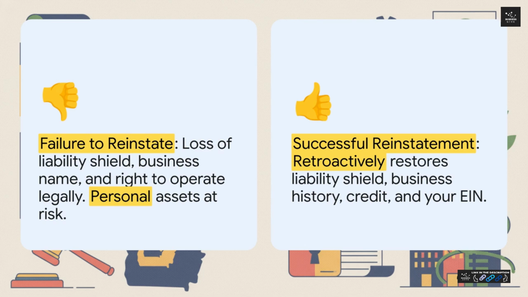If you fail to reinstate, you lose your liability shield. That means your personal assets are on the line for business debts. You can't legally operate, you can't sue anyone, you can't even defend your business in court.